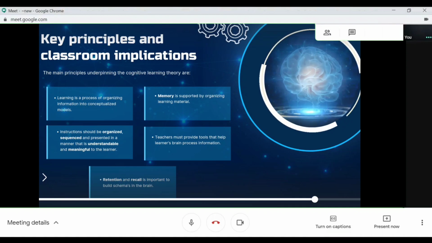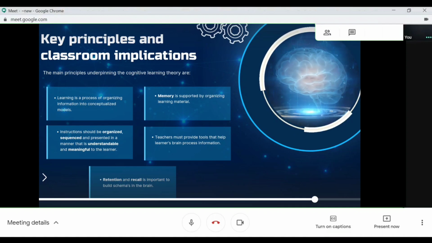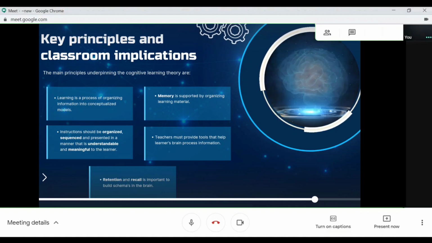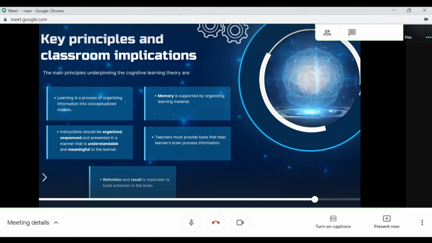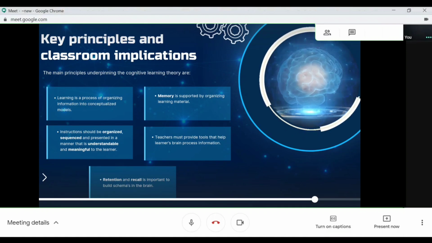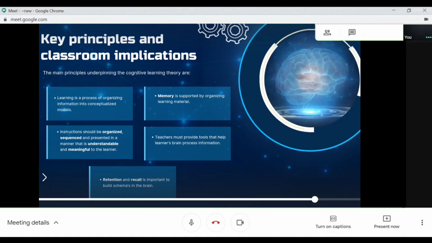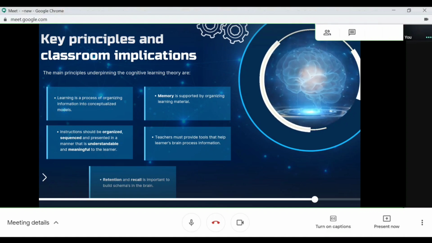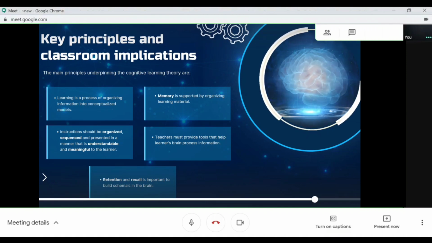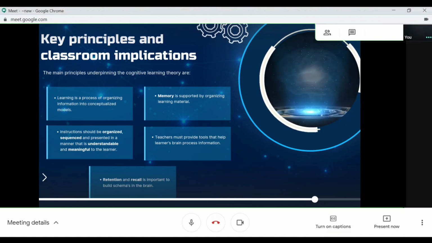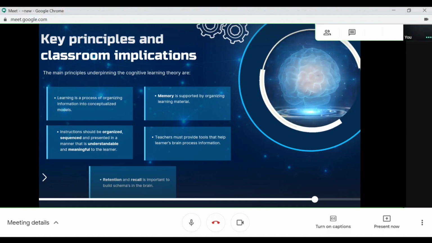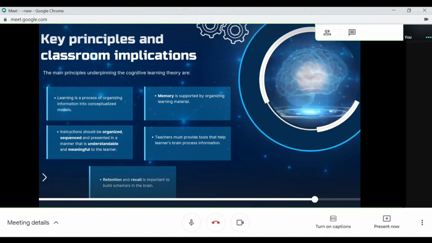The next one is retention and recall is important to build schemas in the brain. So what is schema? Schema or scheme is an abstract concept proposed by Jean Piaget. Schemas are the units of understanding that can be hierarchically categorized. We all know that retention is something in one's memory, and we all know that recall is remembering. And please take note that cognitivism emphasizes retention and recall through the use of quality teaching practices.